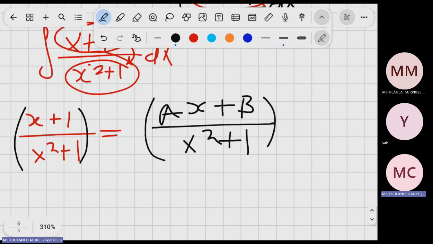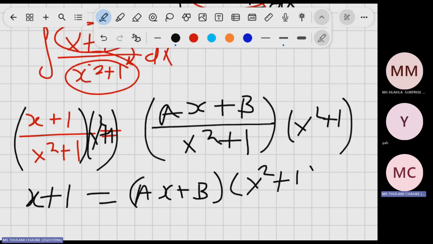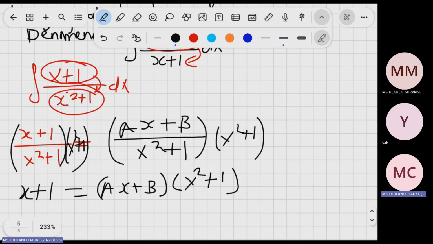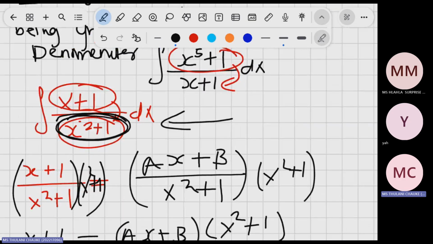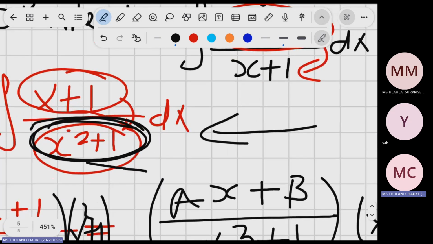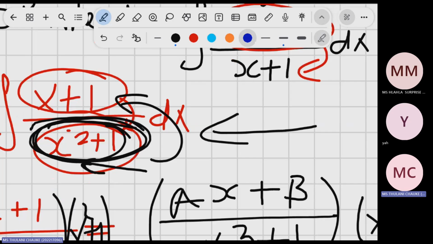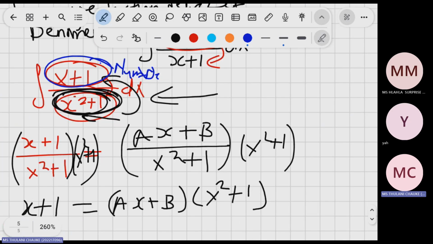And then you will multiply both sides by x squared plus 1, right? And then you remain with this. And then you'll solve your a and your b. So this case is whereby you have maybe a linear factor or an irreducible factor. Irreducible meaning this factor cannot be factorized, but the degree of the denominator is greater than that. But now when we interchange, now the degree of the numerator is greater than the degree of the denominator. You must use long division.